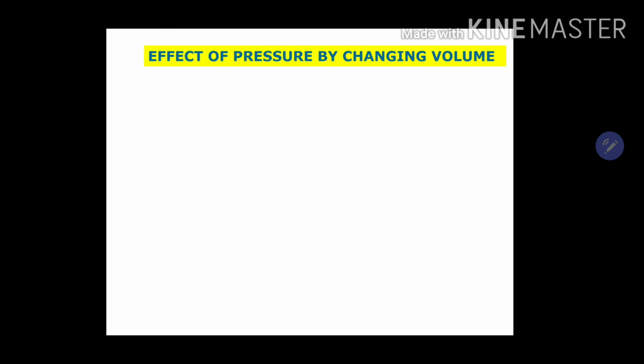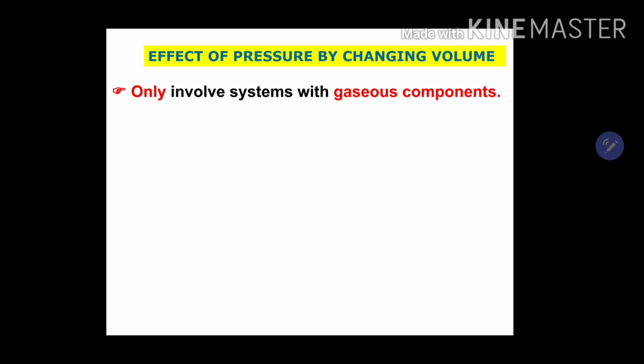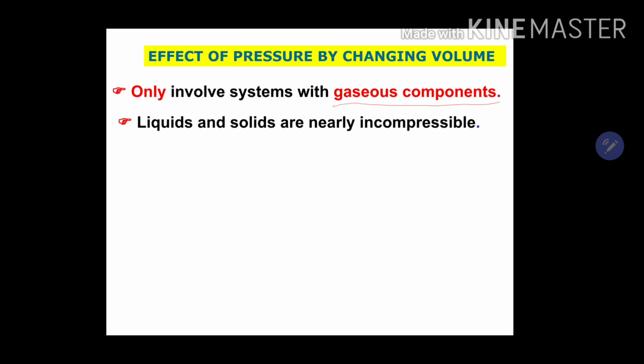Next is the effect of pressure by changing volume. It only involves systems with gaseous components. Why only gaseous components? Because liquids and solids are nearly incompressible. So the pressure change can occur in three ways.